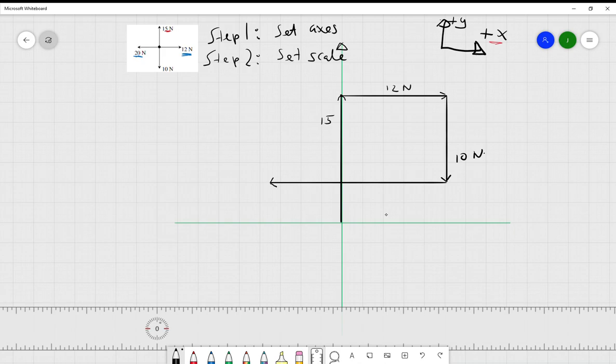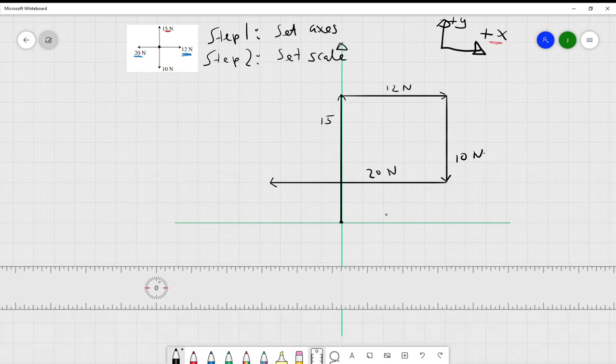So our resultant will be the connection between here, the starting point where we started with the 15 newtons, and where we ended with this 20 newton force vector. Alright, and you can do them in any order, you'll end up with the same thing. So what do we want to measure here, just to prove that it's the same as the trig method?